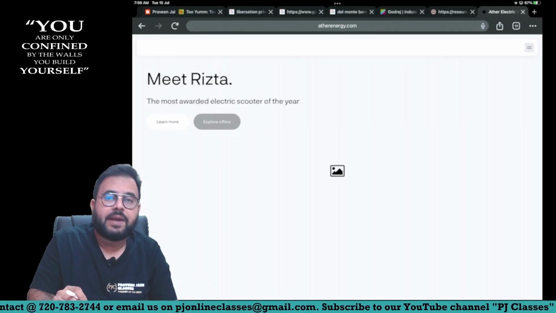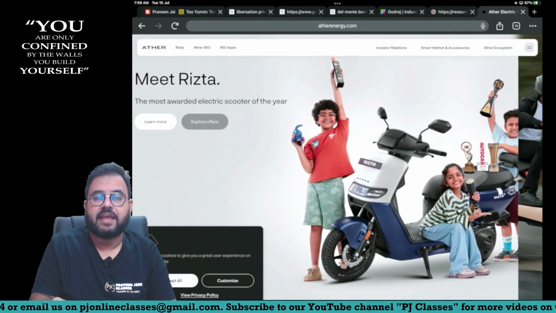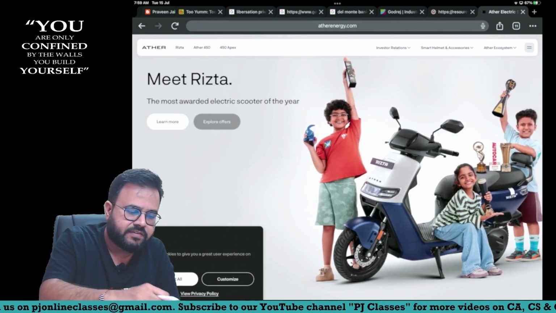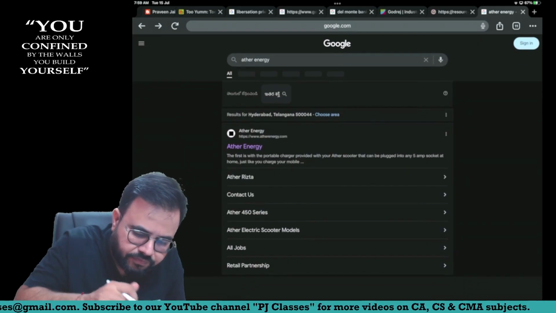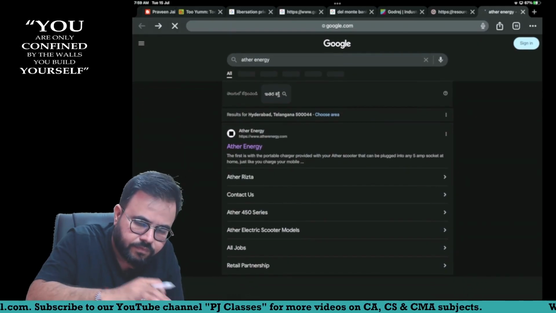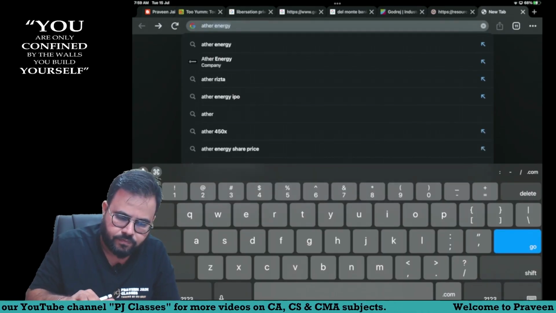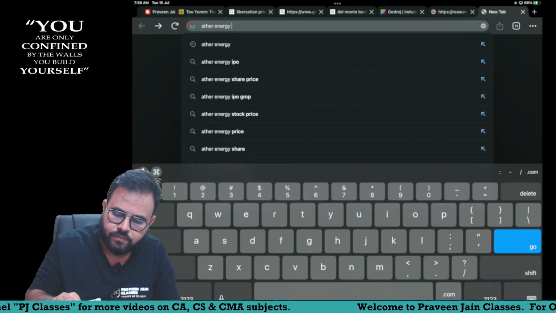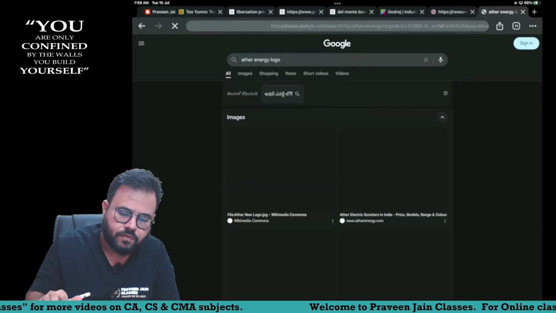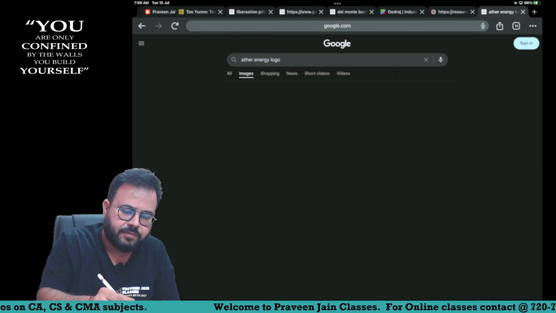So I hope you might be knowing the name of the company which manufactures this Ather vehicle. The name of the company is Ather Energy. Recently, this company's IPO also came.